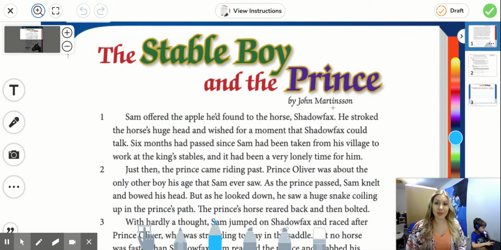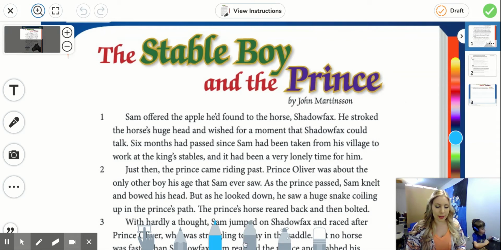So I can already tell I have two characters. I have the stable boy and the prince. Now, chances are these two characters are going to have a different point of view. Remember, a different opinion or the way that they see the events that are happening in this story. So as we read, we need to be thinking about these two characters and how they feel.